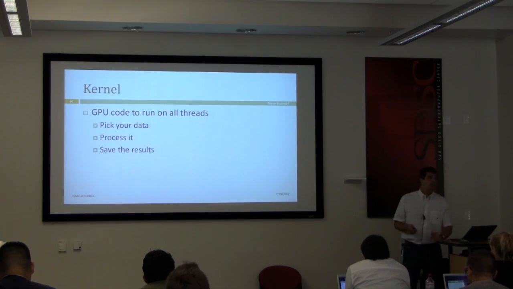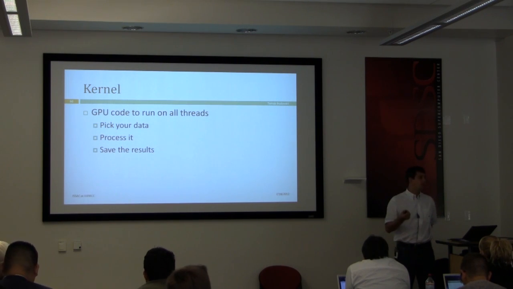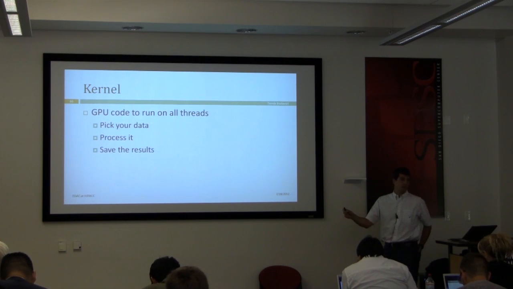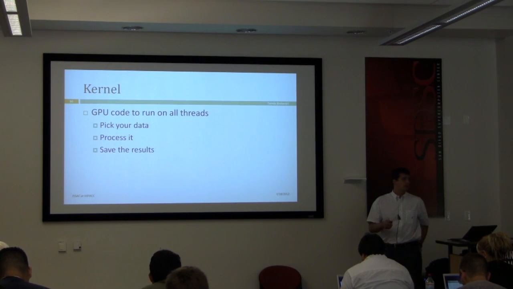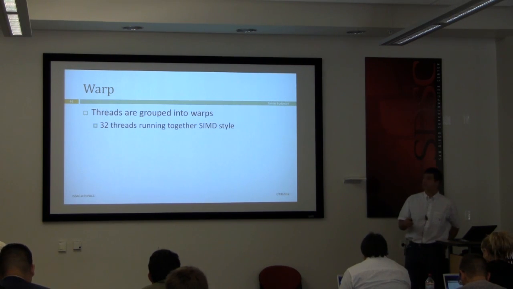So, terminology. The kernel I already mentioned before. This is the GPU code, right? This is the same piece of code that runs on all the cores on the GPU. What they do is pick their piece of data, work on it, and then write the results. We'll look at these in detail. They are almost like normal C, but they have some special limitations.